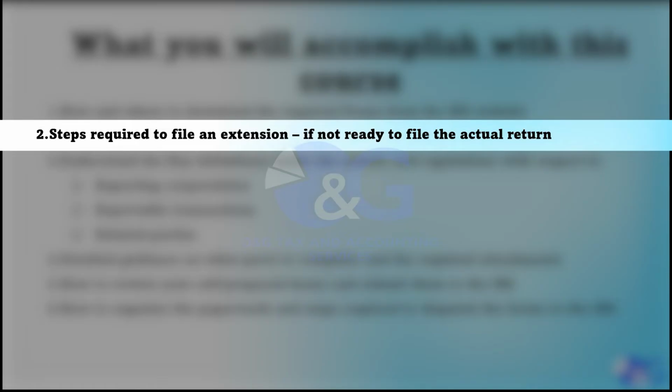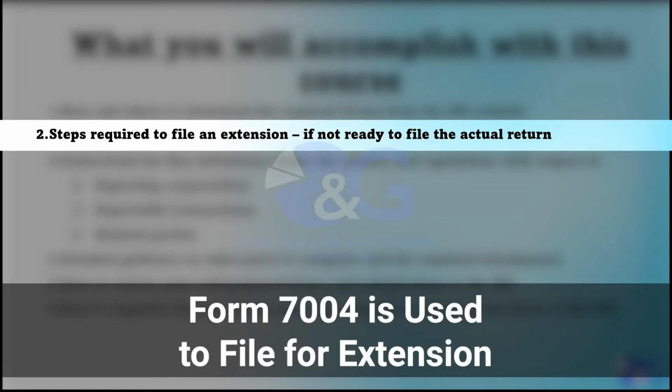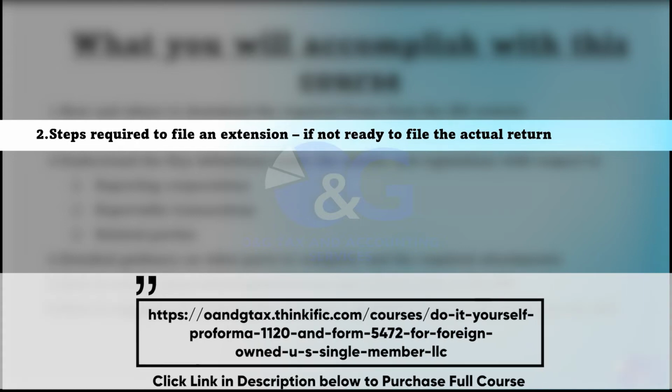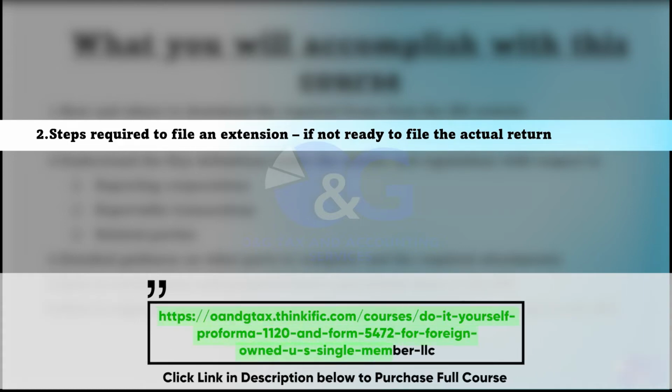So there's a form that you can use to file the extension. Instead of filing the actual information return, you can use the Form 7004 to file the extension, and that gives you 6 months extra time to be able to file the required returns. And once the 7004 is filed, you're good for 6 months.